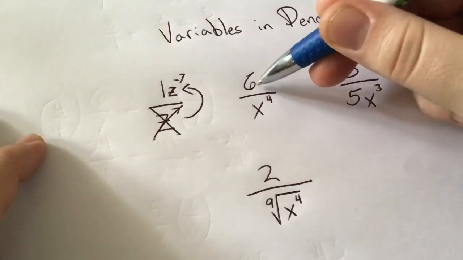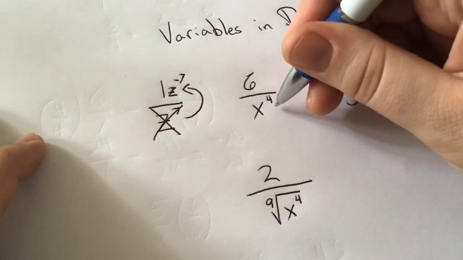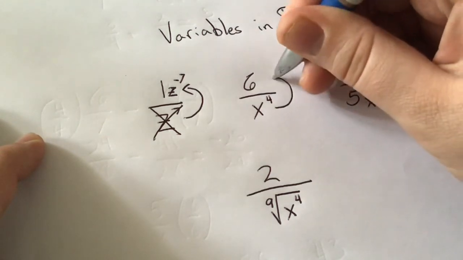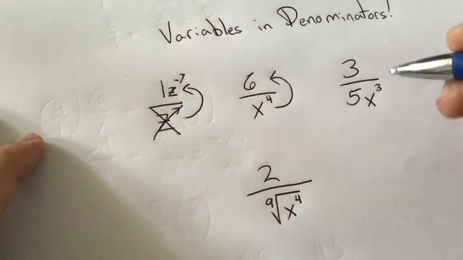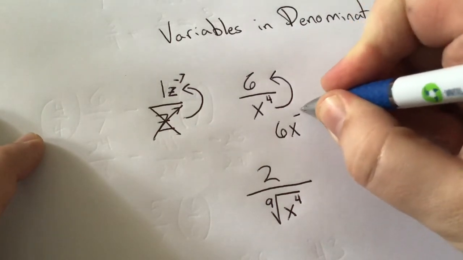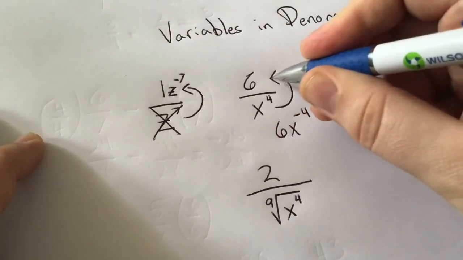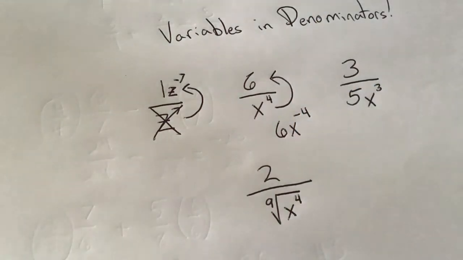Similarly, right here, we have a number in the numerator already, but we would be able to pick up this x to the 4th, put it up top, and we would rewrite this as 6x to the negative 4th. Because again, by picking up this variable and putting it in the numerator, we are making the exponent negative. We just flip that sign, really. That's probably the better way to think of it, just flipping the sign of that exponent.